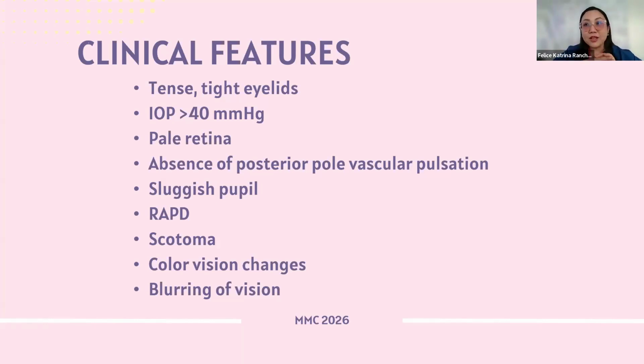So in the posterior pole, the retina can be pale. There can be even signs like a cherry red spot. There can be absence of posterior pole vascular pulsation also. But in my experience, it's very hard to perform fundoscopy on a patient in much discomfort. So I try to look for more anterior signs and symptoms.